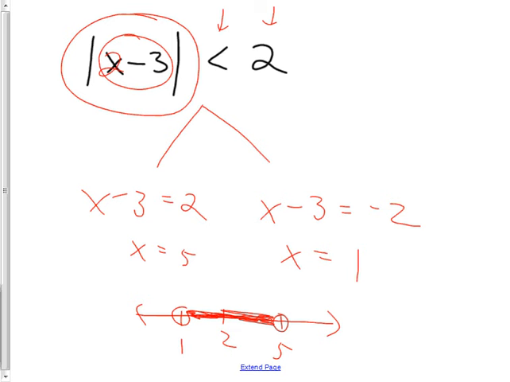All right, now I'm going to go to the next interval I'm going to check. I'm going to check 6, something just past 5. I want to put a 6 right here and see if it works. 6 minus 3 is what? Absolute value of 3 is? 3 is 3 less than 2. No. What did I just figure out? That does not work, and I'd like you to put an X over that area.